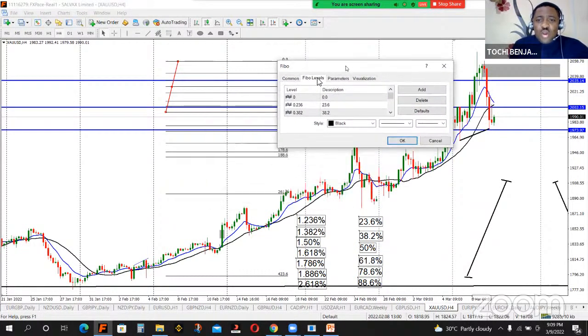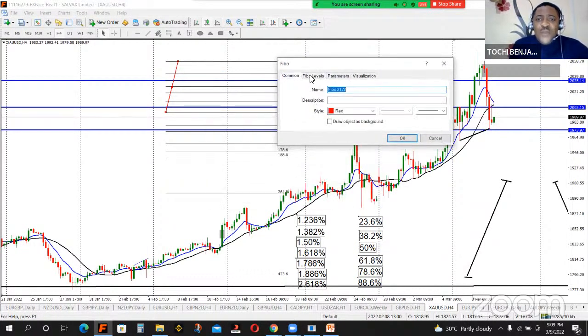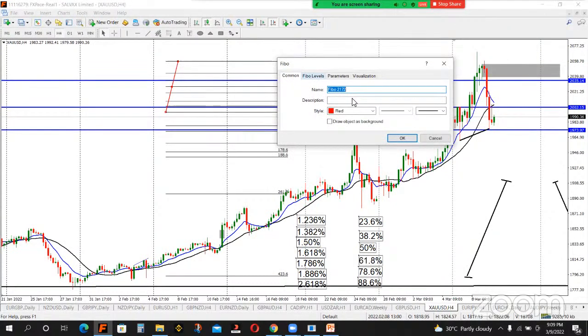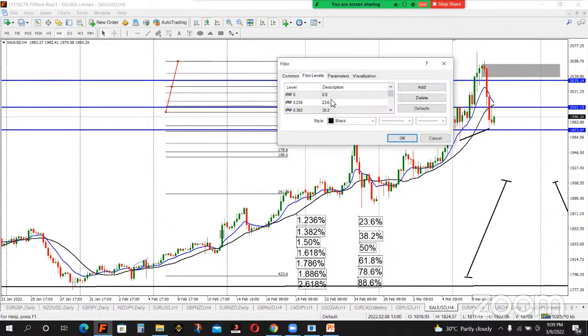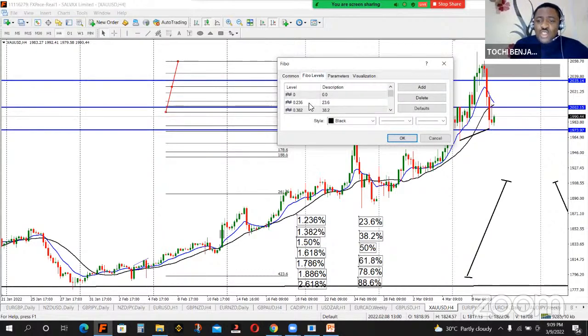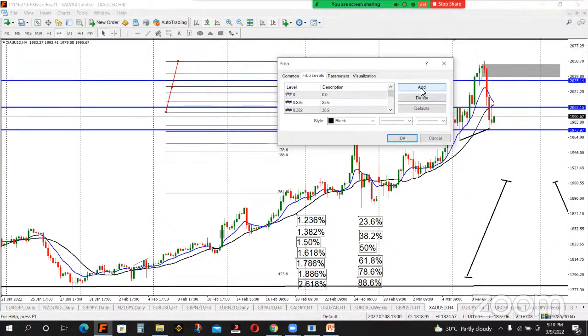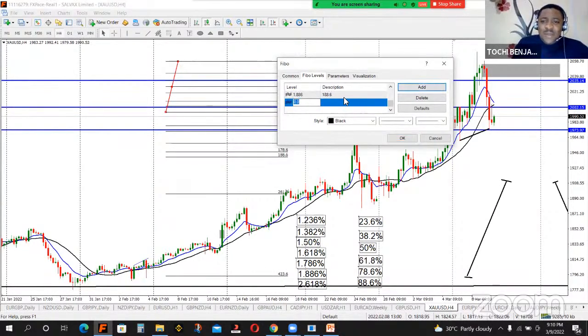Then I will not go to common. Don't worry. Go to Fibonacci levels. Click on Fibonacci levels. Now check which ones you have on your own chart. You might have 23.6. You don't need to type 23.6 again. You might not have a 38.2. Then you need to type 38.2. What you need to do, click on add. Once you click on add, a box will come up like this. Then you start typing. When you are done, you click on add again. Another box will come up.